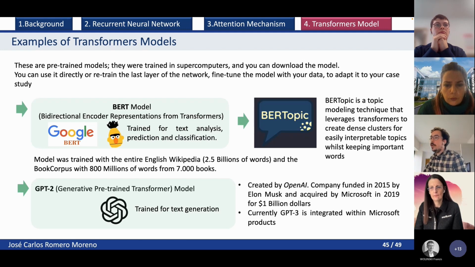For example, there are 2 models that are open source and free for everyone, transformer model.